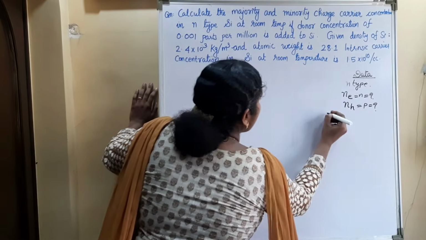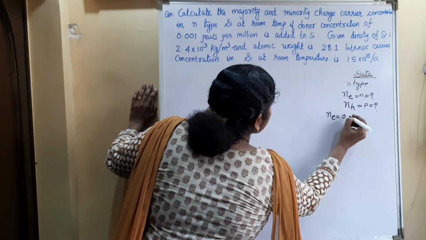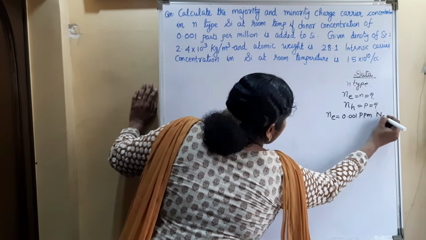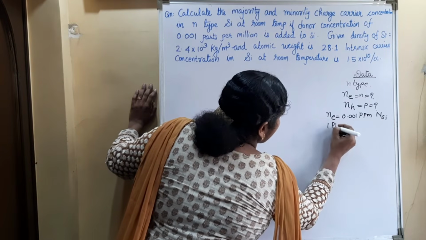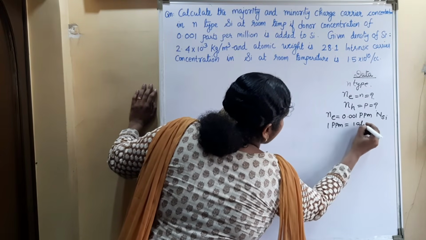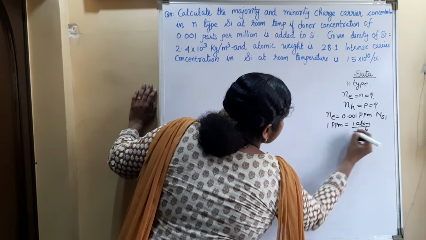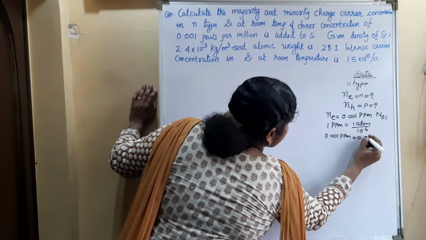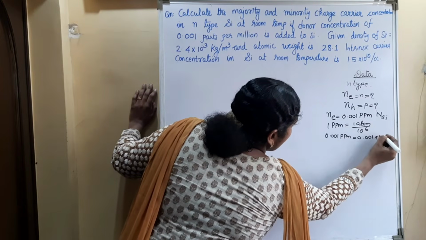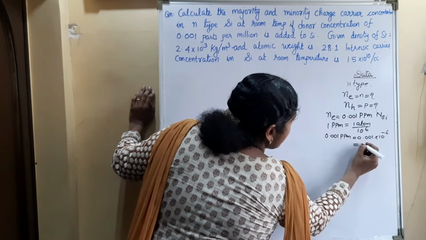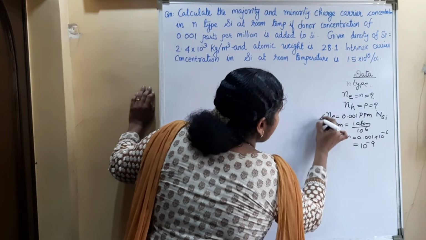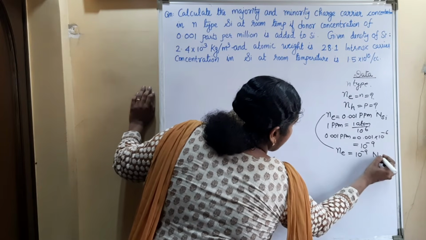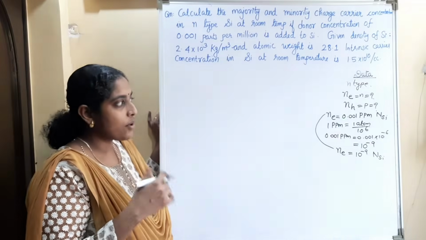So the number of electrons will be equal to 0.001 parts per million of the number of silicon atoms. 1 ppm, 1 part per million means 1 atom per 10 raised to 6. So 0.001 ppm means 0.001 into 10 raised to minus 6 atom, that is 10 raised to minus 9. So the number of electrons is 10 raised to minus 9 into the number of silicon atoms. Now how can we find out the number of silicon atoms?